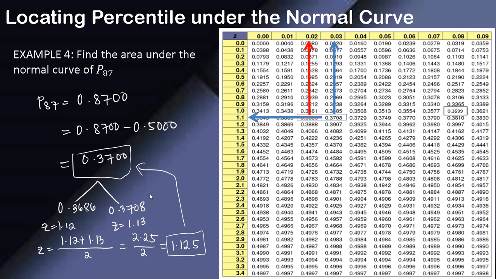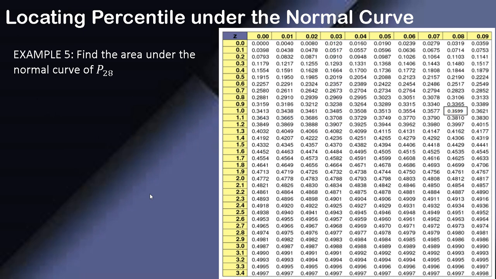I hope you understood our discussion and were able to follow. So anyway, let's begin the final. The final is the 28th percentile. This is the last problem before we end this video. Let us convert it straight to 0.2800, minus 0.5000. As you can see, you need to subtract 0.5 from 0.2800, and that will give you negative 0.2200.